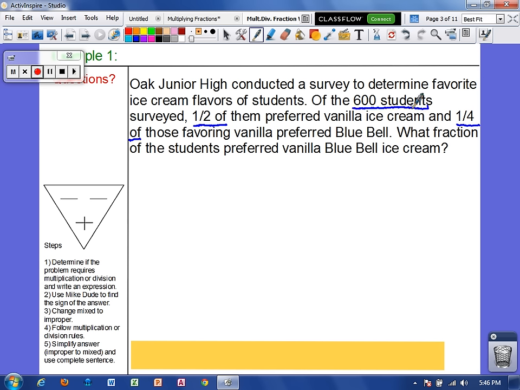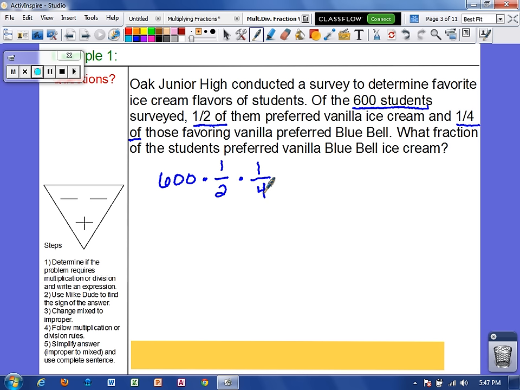Okay? So we've got 600 total students. Remember, if we're taking a fraction of something, that means we're going to multiply. So if I want to find half of 600, that would be 600 times 1/2. And then after I find that, I want to find 1/4 of that amount, so I would take it and multiply it by 1/4. So really, I am just multiplying all three of these values together. Now all of our numbers are positive, so we don't need Mike Dude. We know our answer is going to be positive.